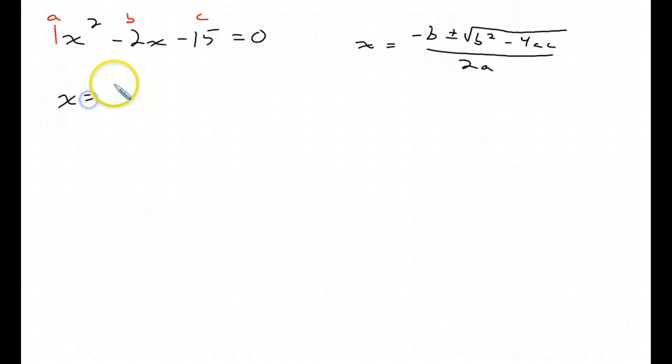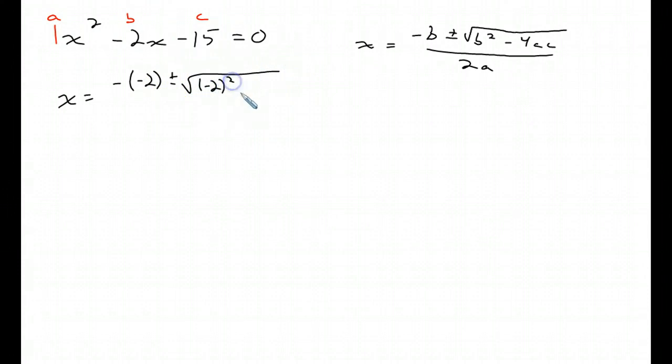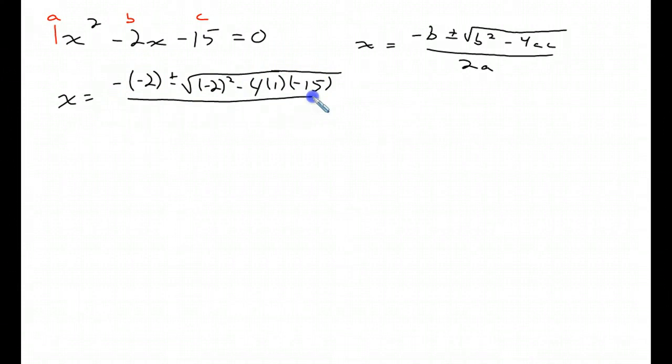So x equals minus b, when you put it in parentheses, plus or minus the square root of b squared, so negative 2 squared, minus 4 times 1, which is a, times c, which is negative 15. It's all still in the square root. So I have b squared minus 4ac. My b is negative 2, a is 1, c is negative 15. All of that divided by 2 times a, which is 1, so 2 times 1.